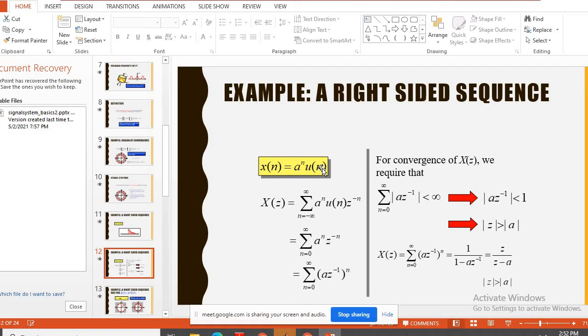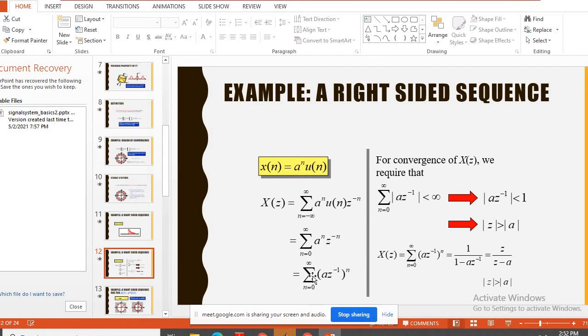So because of that, what is happening? This a raised to n will be from 0 to infinity. And what is the value of u of n? U of n is always 1. So therefore it is a raised to n only, u of n is 1, into z raised to minus n. So therefore the sum is from 0 to infinity.